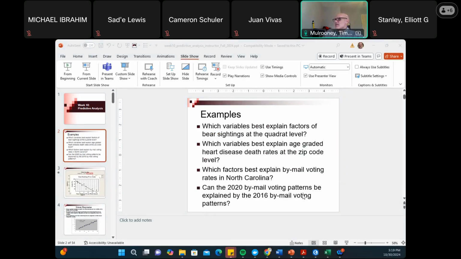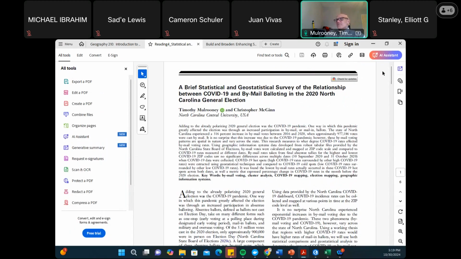I'm pretty sure I've got it open here. Reading number 4 is the paper that Dr. McGeehan and I wrote entitled A brief statistical and geostatistical survey of the relationship between COVID-19 and by-mail voting in the 2020 North Carolina general election, because we have an election coming up, which will hopefully be over soon. But we were looking at what factors impacted by-mail voting rates for the 2020 general election. So that is going to be our dependent variable.